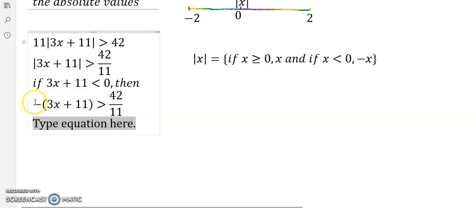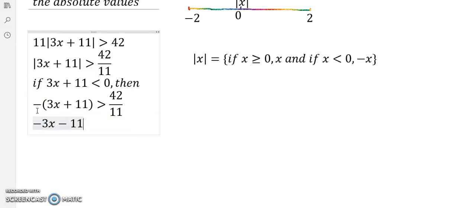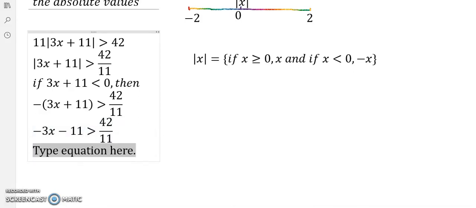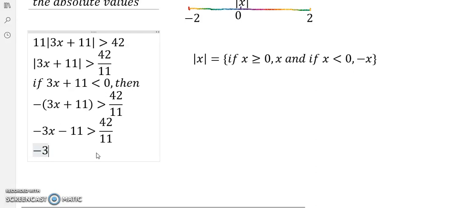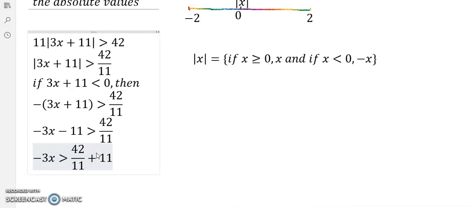Okay, let's distribute the negative sign. Then we're gonna get negative 3x negative 11 greater than 42 divided by 11. Solving for x, we're gonna bring this to the right hand side. Then we will have negative 3x greater than 42 divided by 11 plus 11.